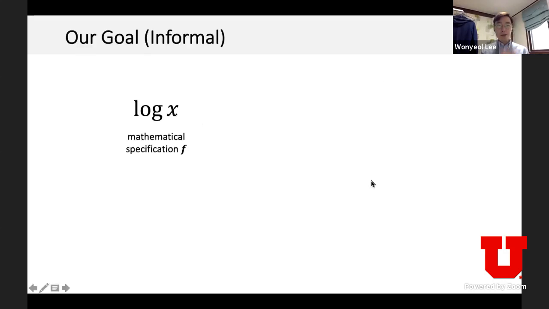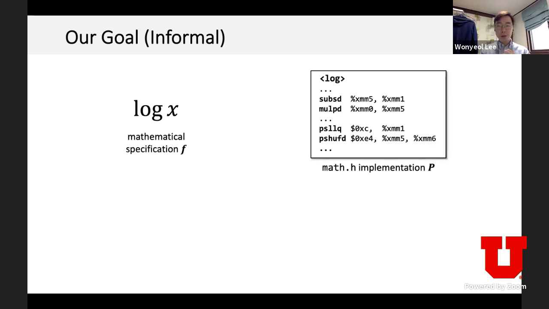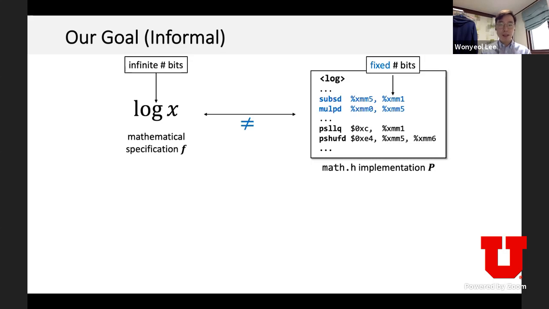To describe the problem that we want to solve, let's consider the log function and its floating point implementation as shown in the slide. This is a floating point implementation because it uses floating point operations such as subtraction and multiplication, colored blue. But as you know, floating point numbers always have a fixed number of bits, but the mathematically exact value of log usually has an infinite number of bits. This indicates that any floating point implementation cannot compute the mathematically exact result for most inputs. In other words, there must be some precision loss for any floating point implementation.